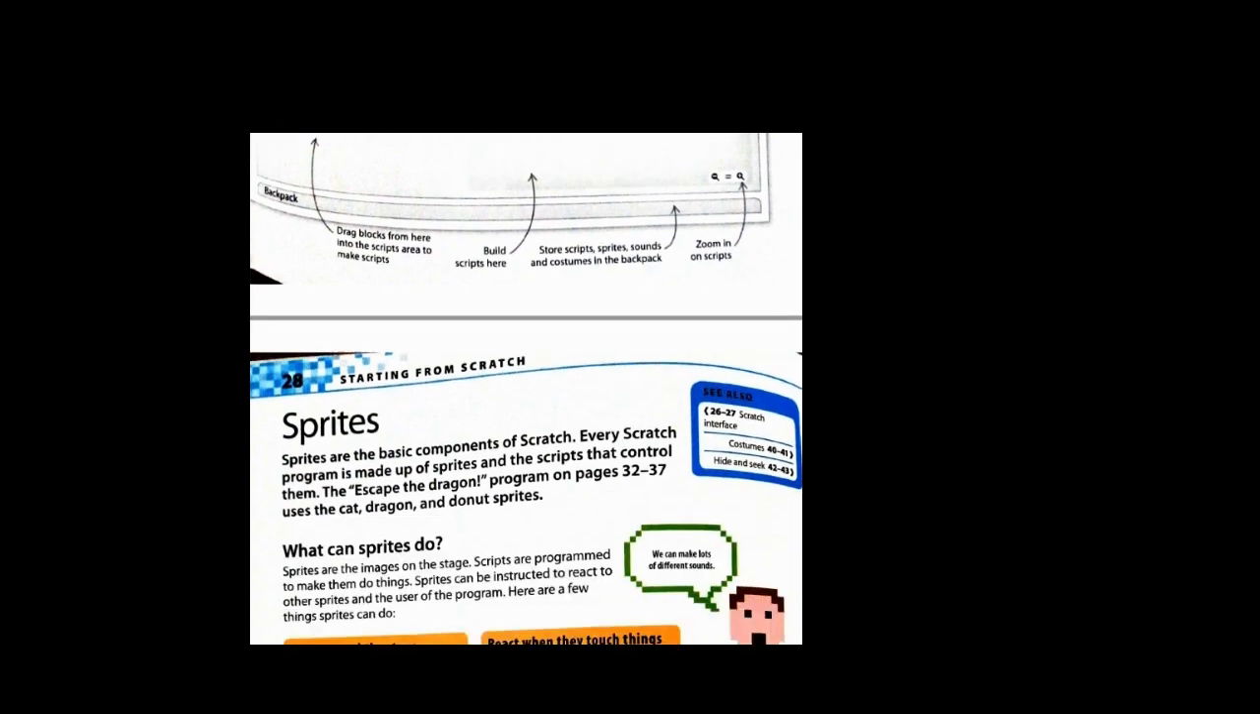Select different types of blocks. Blocks snap together. Use the mouse to move them around. These scripts control the owl sprite. Drag blocks from here into the scripts area to make scripts. Build scripts here. Store scripts, sprites, sounds, and costumes in the backpack. Zoom in on sprites. On scripts.